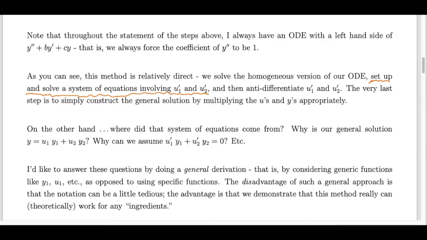What I'd like to do next is a general derivation. That is, I'd like to work through the development of this procedure without specifying particular ingredients. So I want to use generic placeholder variables like y1, u1, etc. During this derivation, the notation will get a little tedious, so that's kind of a disadvantage of using this general approach, but an advantage is that this derivation will demonstrate that we really can, at least theoretically, use this method for any g of t, any non-homogeneous function.